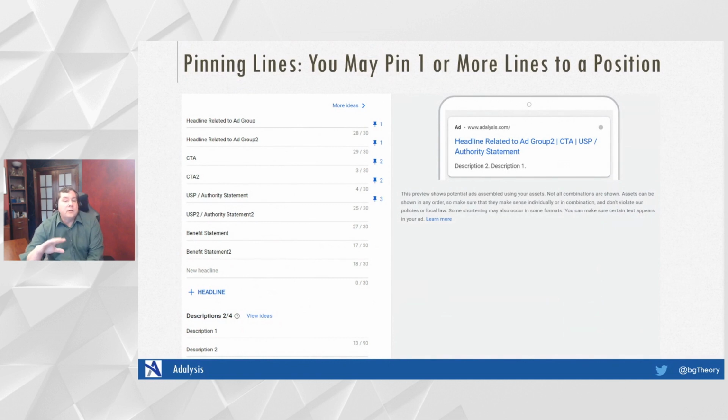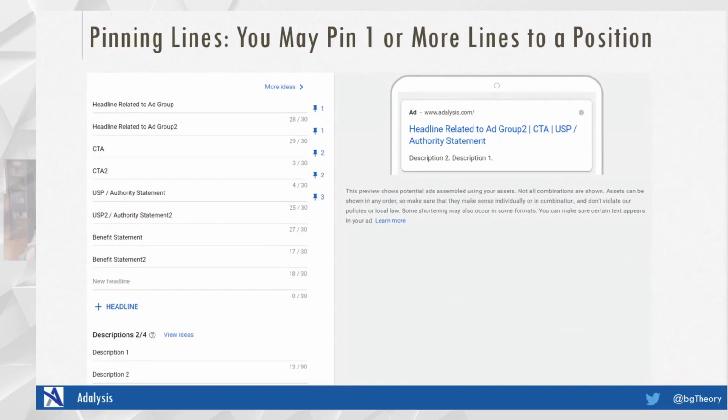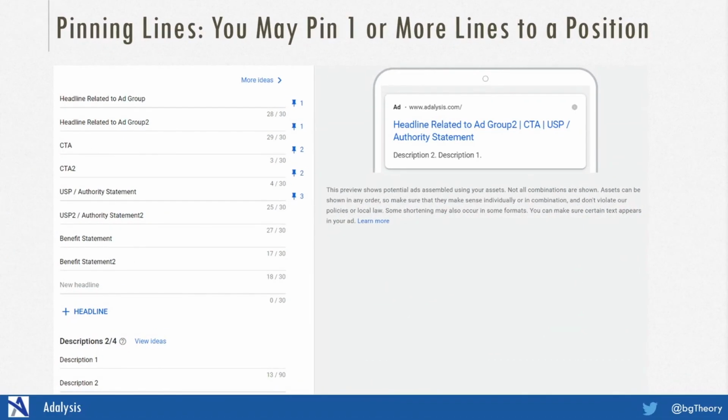So step 1, you can pin lines. When we said earlier that RSAs just give you more options than ETAs: if you pin one line to headline 1, one line to headline 2, and one line to headline 3, you have an expanded text ad. Now with pinning, you have a lot of options here. We could pin 3 different lines to headline 1, saying, hey Google, these 3 lines are related to my ad group, and pin 1 call to action. We're seeing more options related to the ad group, but we have a single call to action.